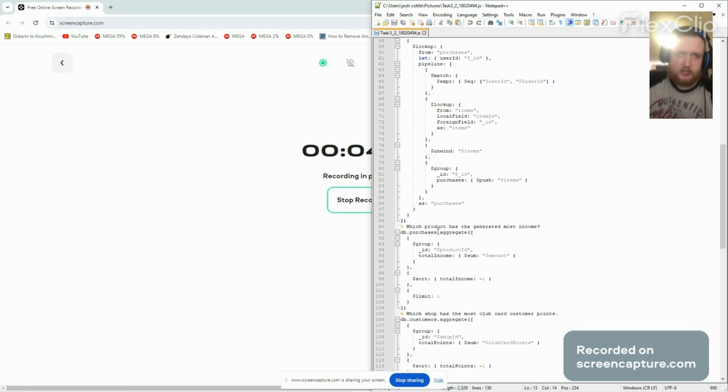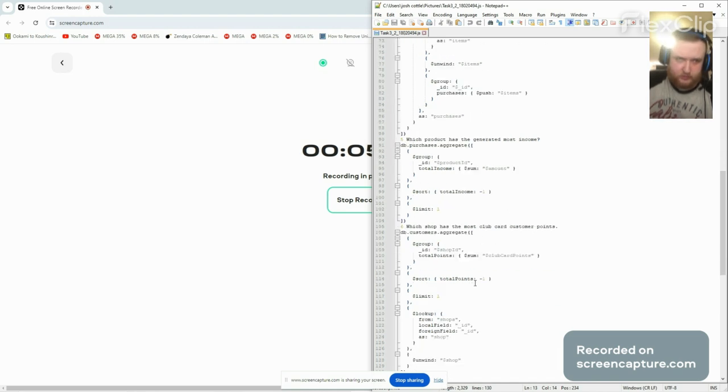Which product has generated the most income? You want to group by ID the product, like how much has been bought. All products have IDs, so product ID, and amount, and then you sort it. You're trying to find the highest thing bought, eliminate the rest, so you only have the highest thing bought.